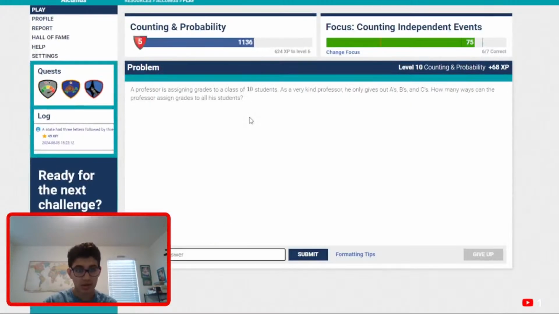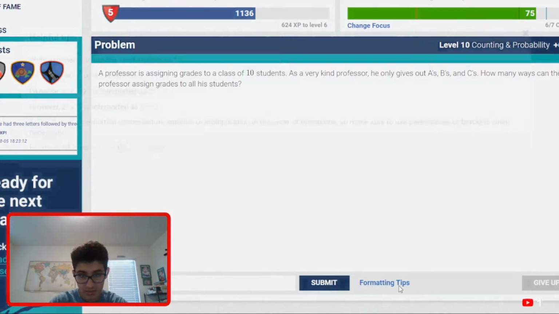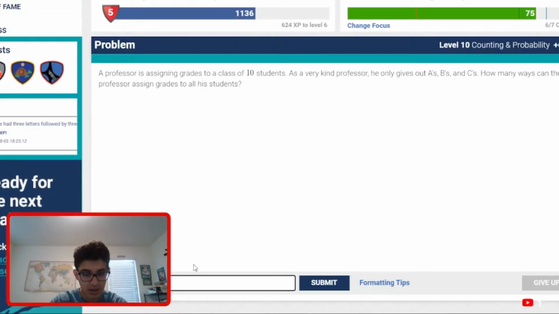Okay, good. A professor is assigning grades to a class of 10 students. As a very kind professor, he only gives out A's, B's, and C's. How many ways can the professor assign grades to all his students? So each student can get A, B, or C. So that's 3 times 3 times 3 times 3, 3 to the 10th. Okay, great. They're letting us put this in. So 3 to the 10th.